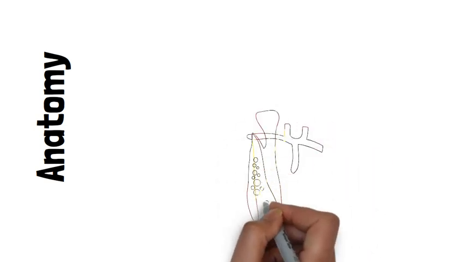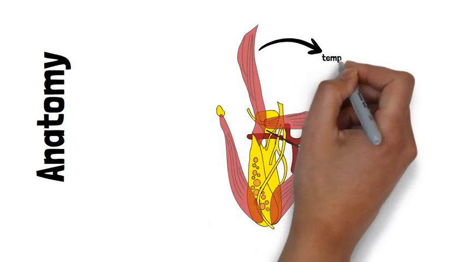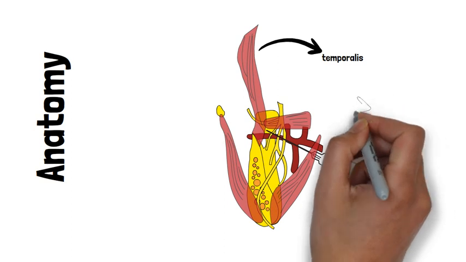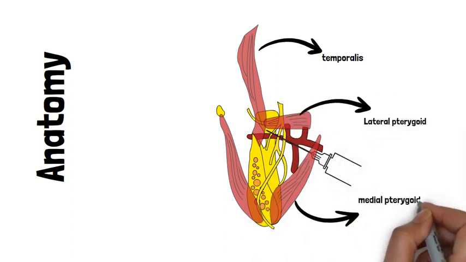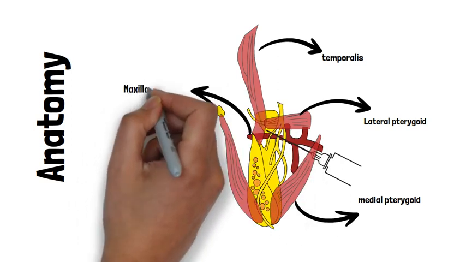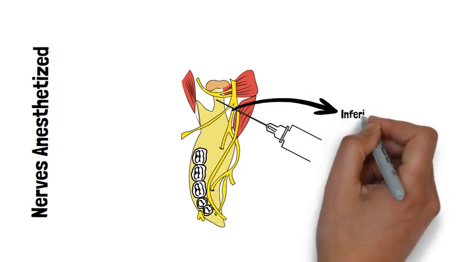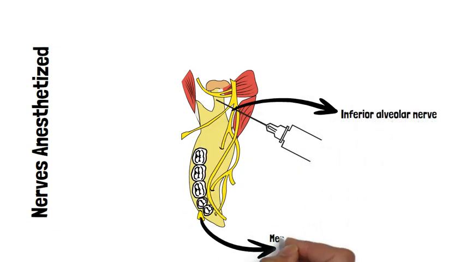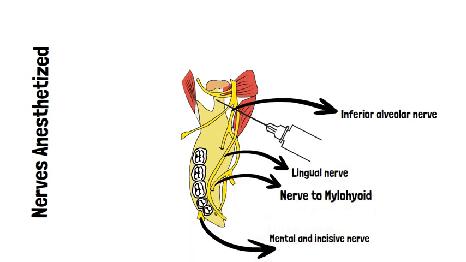The needle pierces the mucosa and the submucosa, and then it travels between the temporalis muscle laterally, lateral pterygoid muscle above, and medial pterygoid muscle inferiorly. It reaches the lateral side of the mandibular condylar neck above the maxillary artery. In this region, the nerves that can be anesthetized are inferior alveolar nerve, mental nerve, incisive nerve, lingual nerve, nerve to the mylohyoid, auriculotemporal nerve, and buccal nerve.